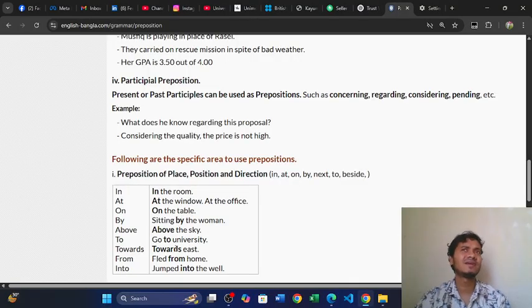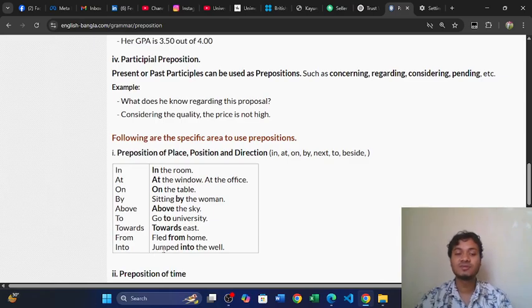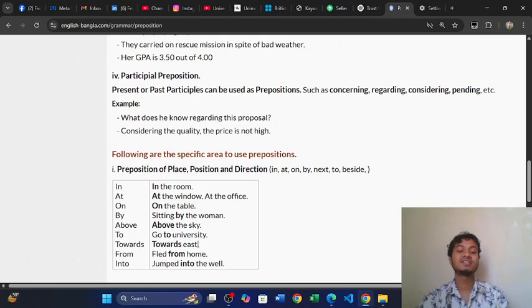"To" is a preposition that we use most of the time, and it indicates direction, so you have to focus on the direction. Towards also gives a direction. "From" basically means where someone is coming from, the place of origin: where are you from, it indicates your coming position. "Into" is a complete preposition: jumped into, it indicates movement from outside to inside, a two-step combination of "in" and "to."